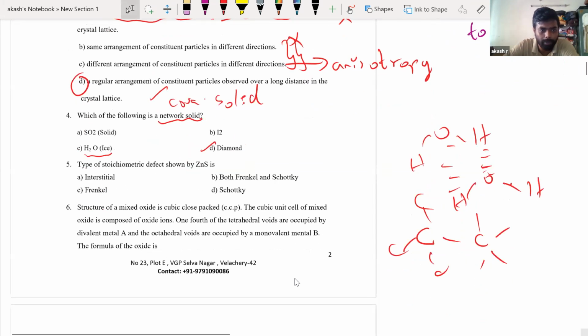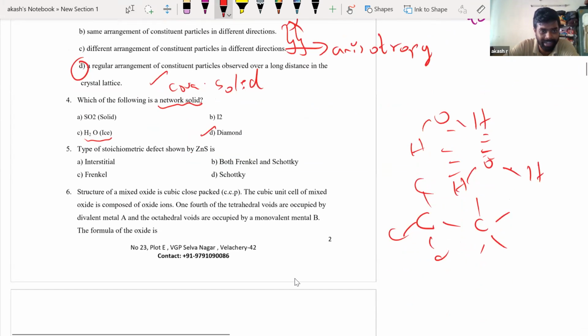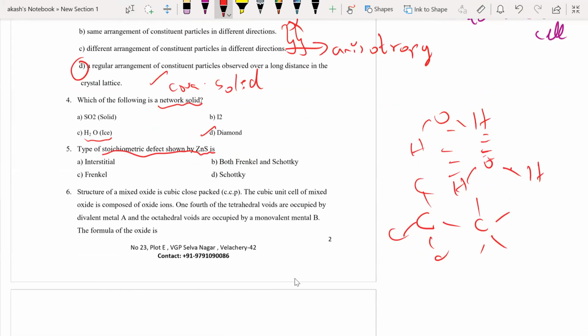The type of stoichiometric defect shown by ZnS. Frenkel, sir. Okay, right. We should understand what you mean by Frenkel and what you mean by Schottky; we are not going to spend time on that. Everybody knows what is Frenkel and Schottky. Anybody wants me to explain what is Frenkel and Schottky defect? I hope everybody is fine because you must have prepared for your exams. It is very easy to understand.